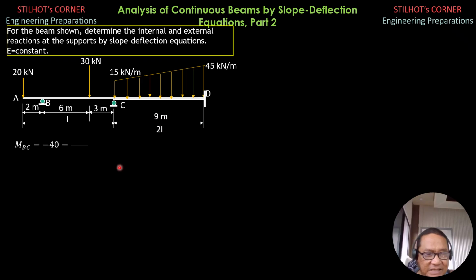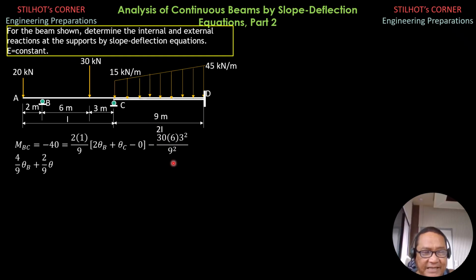So MBC is negative 40, 2 times 1 over 9, quantity 2 theta B plus theta C minus 3 times 0 or simply 0, then minus fixed moment at the left BC, which is due to the load negative. So negative 30 times 6, 3 square over 9 square. Simplifying, 4 over 9 theta B plus 2 over 9 theta C is equal to negative 20. So let's call this equation A.